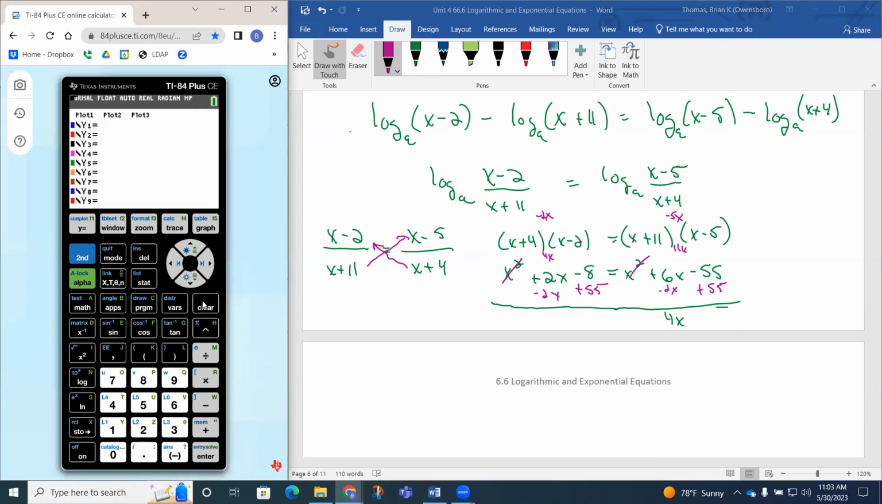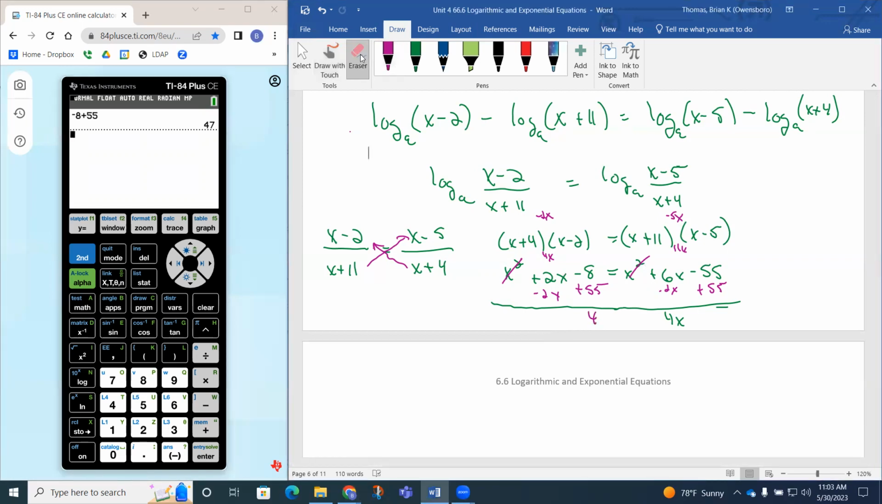So really what I need to do right now is negative 8 plus 55. That should be what, 47? So 47. So essentially what we have then is 4x equals 47. If I divide both sides by 4, I get 47/4 as the exact answer.